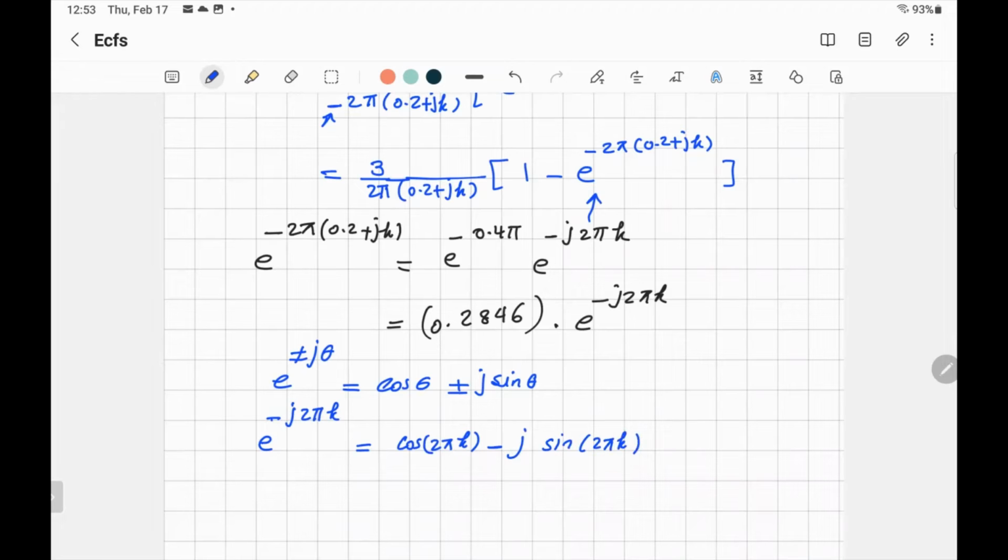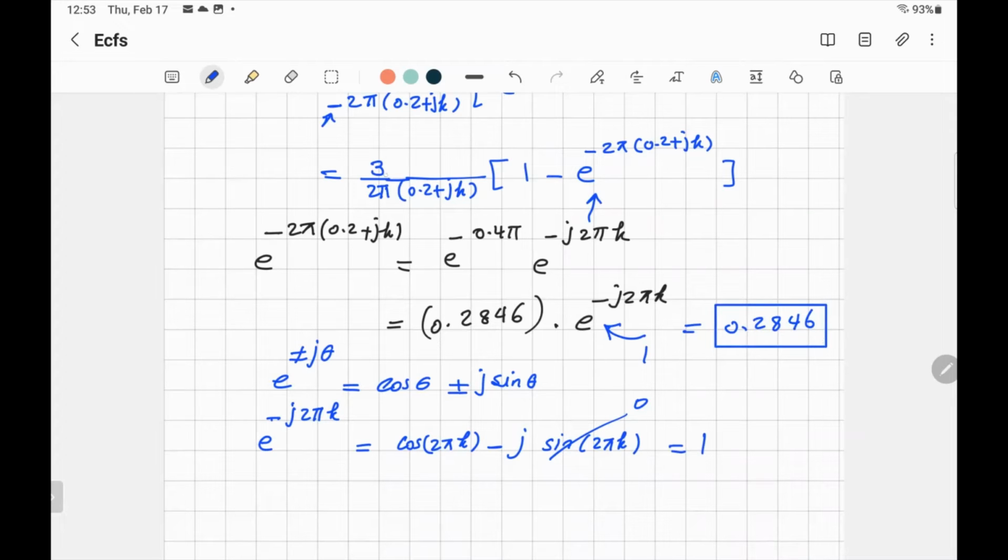Now, what's sine 2 pi k? It's 0. What is cosine 2 pi k? It's 1, all the time. Whether k equals 1, we have cosine 2 pi, cosine 4 pi, it's always 1. So I can replace this term by 1. So actually, we can say the whole exponential term is equal to 0.2846.